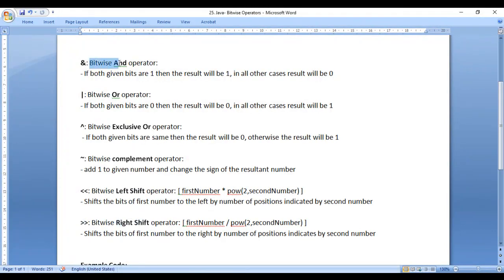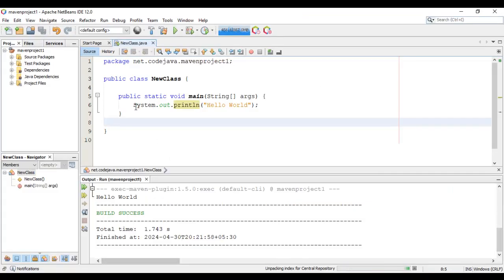Let's understand bitwise AND operator. Bitwise AND operator says if both given bits are 1, then the result will be 1. In all other cases the result will be 0. Otherwise result will be 0. Let's have a demo and understand. Here I say system.out.println. I say here 5 and 7 bitwise AND. What output we get here?